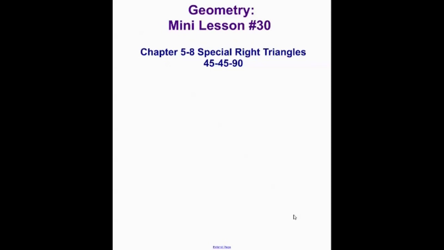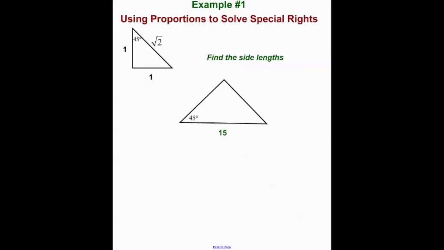We're going to continue what we started in class. We did section 5.8 and we did 45-45 on Friday. And I'm going to do another mini lesson right after this one where we're going to do the 30-60-90. So let's go ahead and get started on a couple of quick examples. And we're going to do the same method that we did in class.